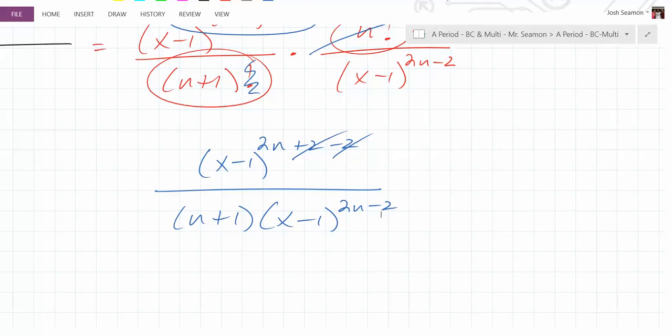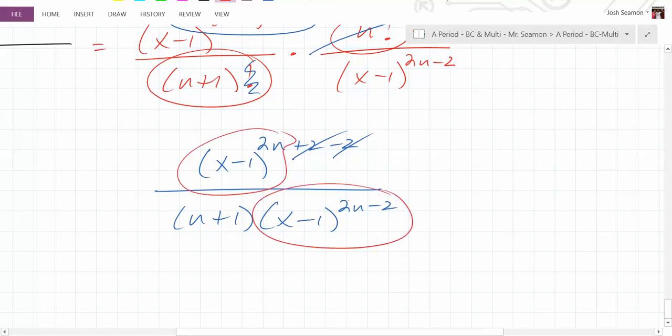So when you do the subtraction here for the powers, we're not done yet, right? What do you do with the powers? You subtract them, right? So you're going to end up with x minus 1 to the what power? 2, all over n plus 1.